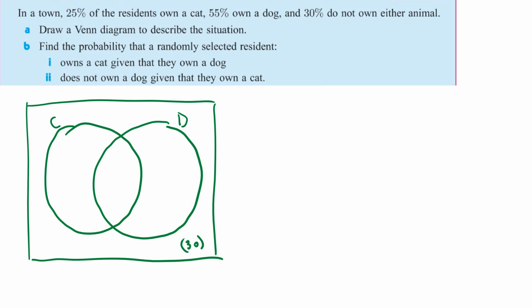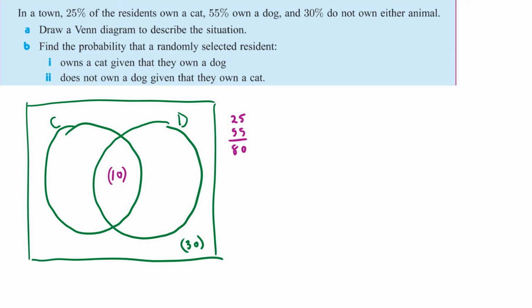Okay, now I need to figure out how many own both cats and dogs. So if 30% are already used up, then the union of cats and dogs, so all three of these spaces, here, here, and here, should total 70, but you can see that they're going to be more than that. So if we have 25 and 55, we end up getting 80. So that means that 10 are shared cats and dogs.